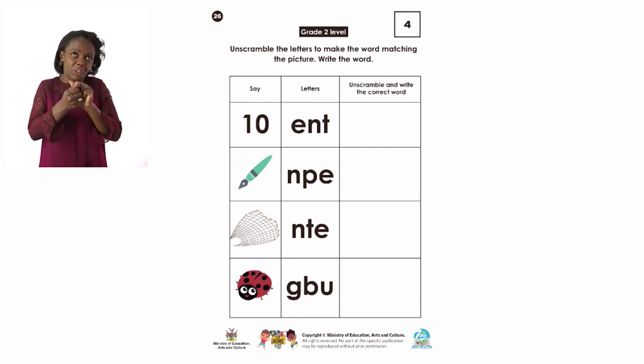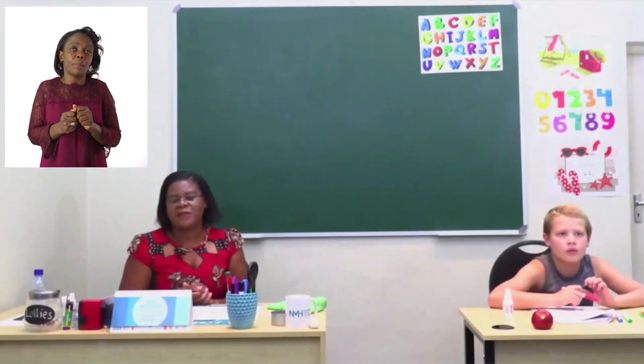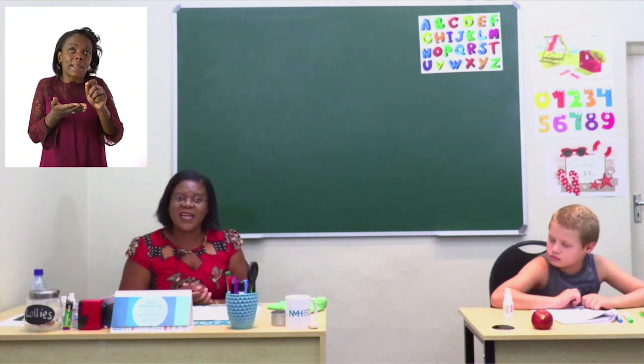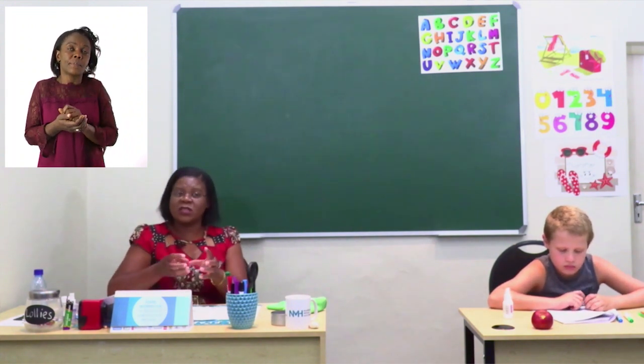For example, the first one, the number 10. They have given us the number 10. So, how do we write 10 in a word? How do we write 10 in a word? It is scrambled, remember? You know what it is to scramble?